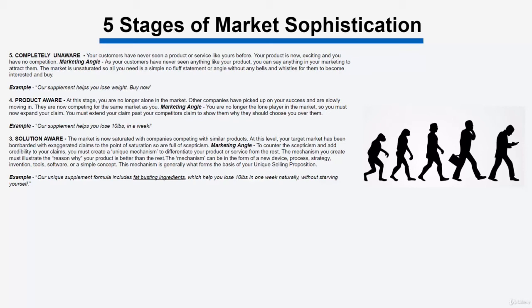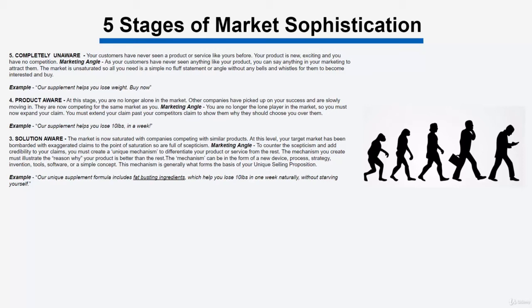So a good marketing angle for this is to counter that skepticism that exists in the market and add some credibility to your claims. Now, you must create at this stage a unique mechanism to differentiate your product or service from the rest. Skepticism comes from uncertainty, so the mechanism you create must illustrate the reason why your product is better than the rest.